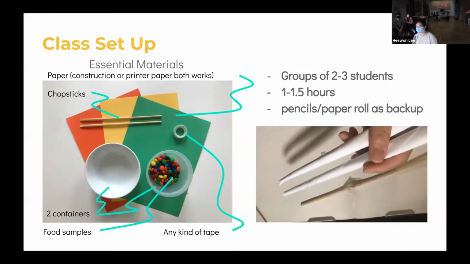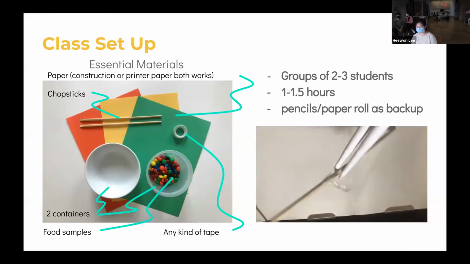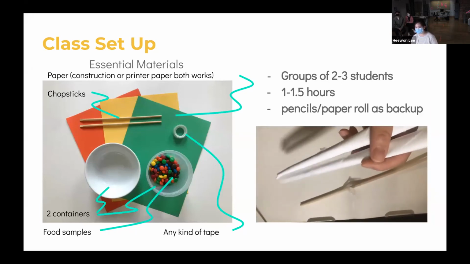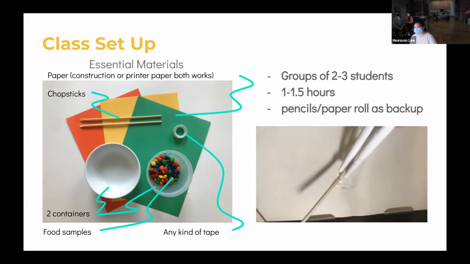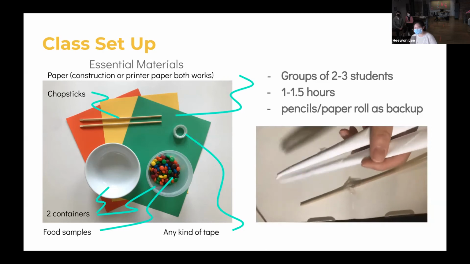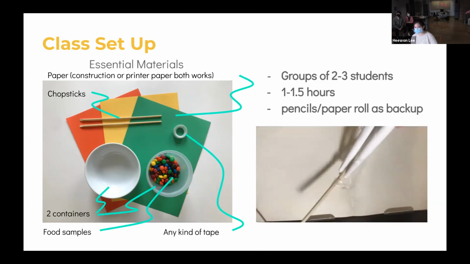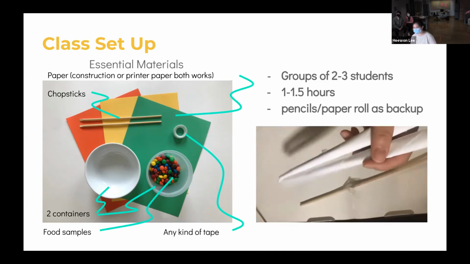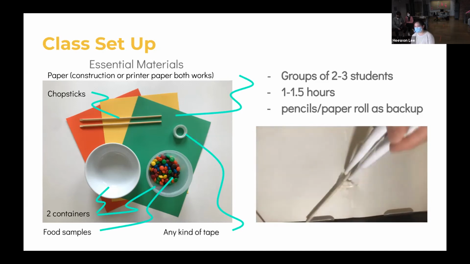First, we'll talk about the class setup. On the left side are the essential materials that we believe the students should have. First, we want some paper. They could be colored construction paper or normal printer paper, and then a pair of chopsticks, any kind of tape, 2 containers, and some food samples such as M&M candies or snacks like crackers.